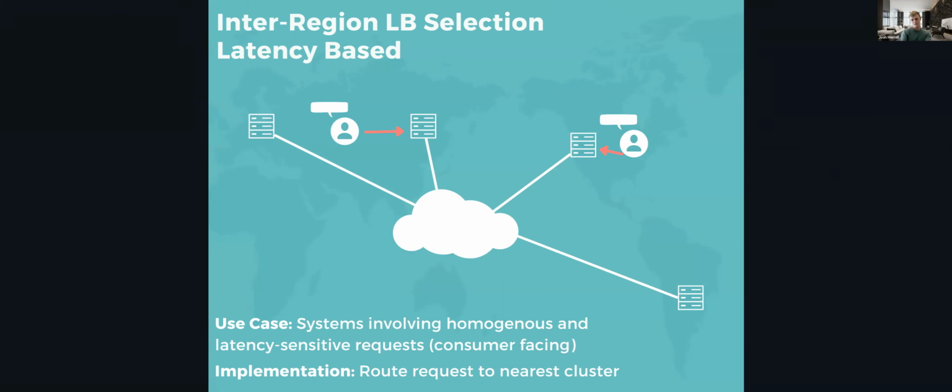In this case, this will be mostly applicable for services that are going to have homogeneous requests that look very similar consistently. It's also going to apply to services that really prioritize latency, just getting that request processed and returned to the user as quickly as possible. So how could we make this happen? What could we use to select the nearest cluster to any given client?